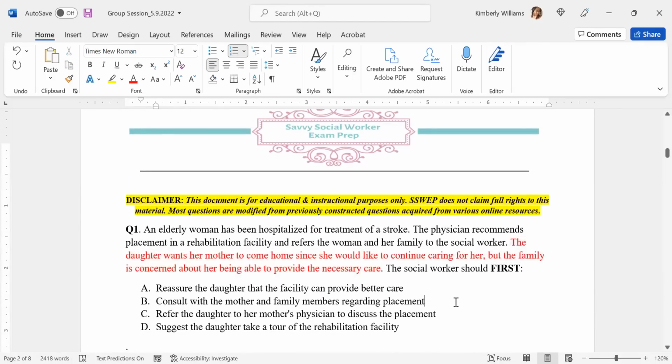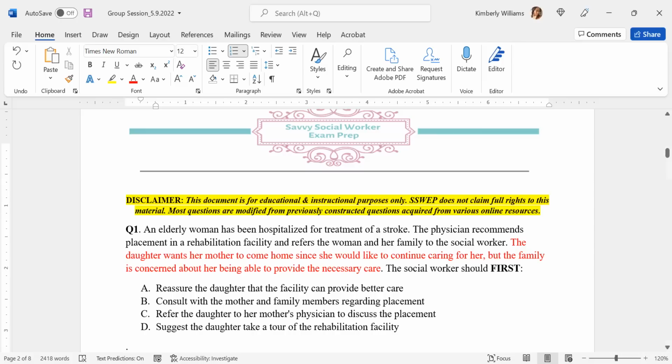Usually when we're in the end, we're focusing on what we are doing next. We're evaluating where we currently are and what we are going to do next. Are we going to terminate? Are we going to refer for services or continue treatment or whatever it is? We're just evaluating where we are next. So now we know that our priority problem here is the daughter wants her mother to come home since she would like to care for her.